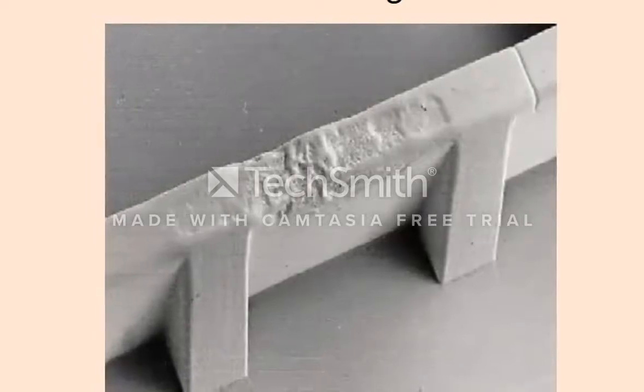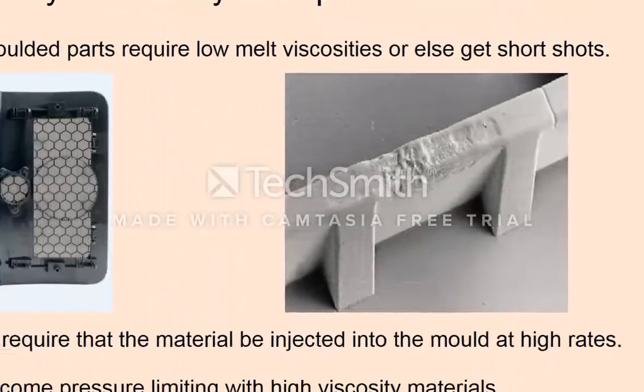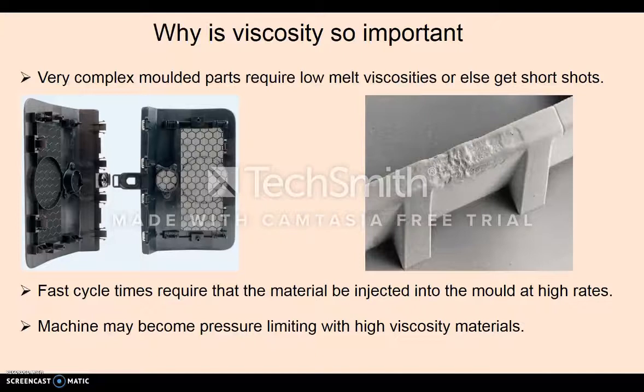Also, fast cycle times require that the material is injected into the mould at high rates. That means that we need low viscosity materials in order to get it injected into the mould very quickly. And the machine may become pressure limiting with high viscosity materials. So what does this mean? Well, this means that if we're using too high viscosity materials, we won't have enough pressure available to injection mould the materials into the mould. Finally, we're going to have a look at one of these very fast cycling processes in the next short video.